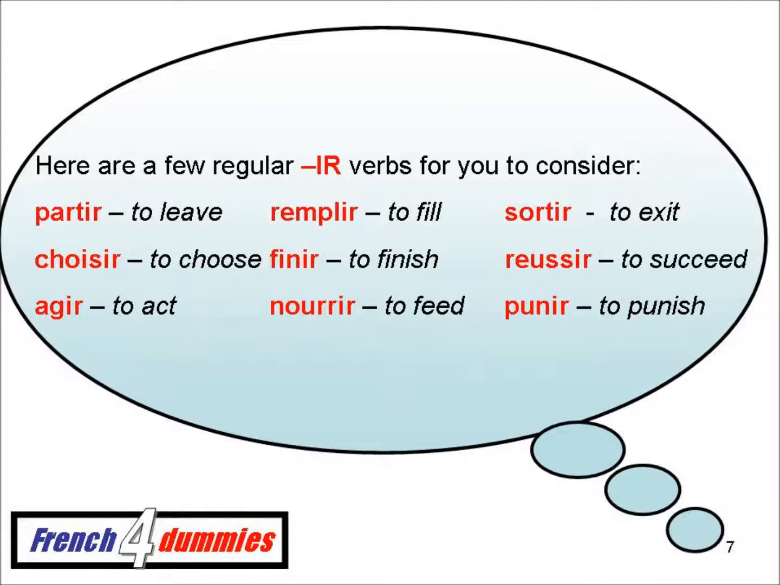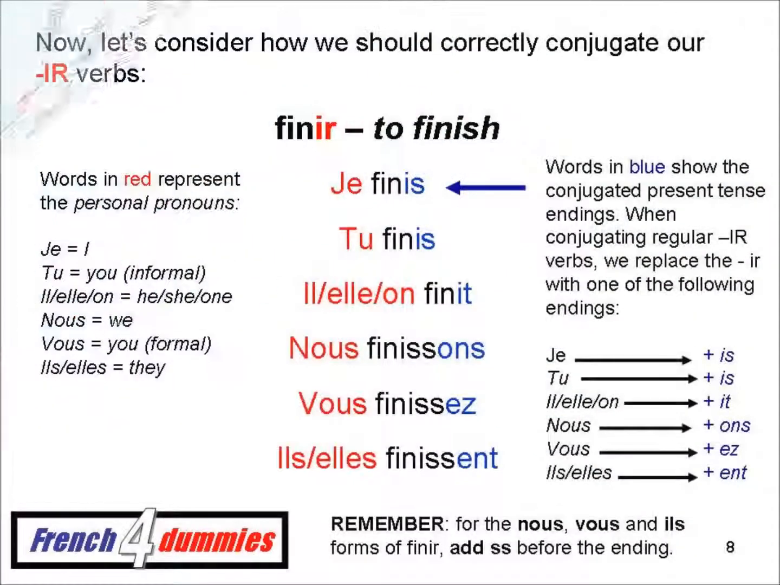Okay, so here are a few regular IR verbs for you to consider, and perhaps you should start thinking about how you might conjugate them now that you know how to conjugate ER verbs. Okay, so now let's consider how we should correctly conjugate these IR verbs. I've chosen the example finir, to finish, to demonstrate this.